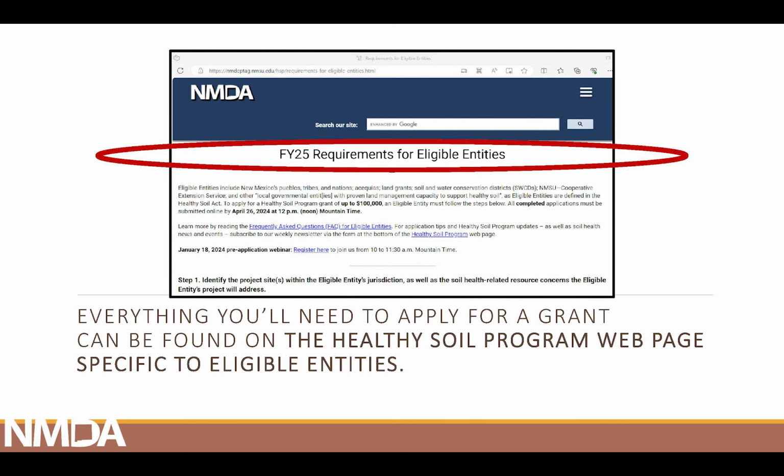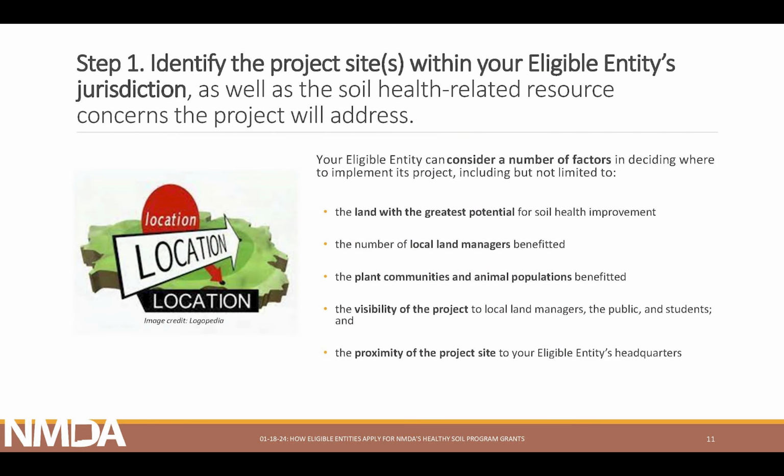Okay, the one thing you want to understand is all things Healthy Soil Program are tied to our website. We have a specific portion of our NMDA Healthy Soil Program website that is devoted especially for eligible entities. And so everything that you could possibly need to put together a quality application for the Healthy Soil Program as an eligible entity is contained on that website. And we'll be providing those links later on in the presentations. Okay, so one of the first things you want to do as an eligible entity is you want to identify the project site or sites within your eligible entity's jurisdiction that you want to focus on.